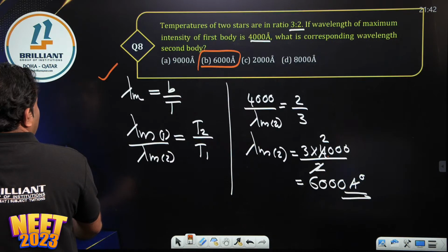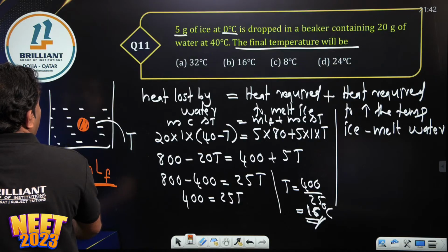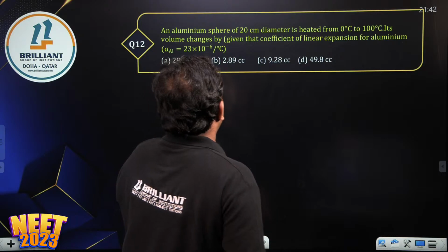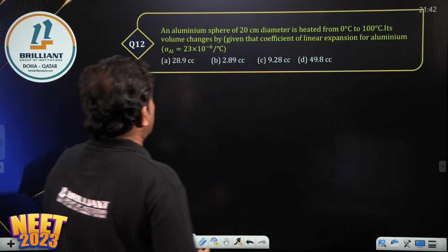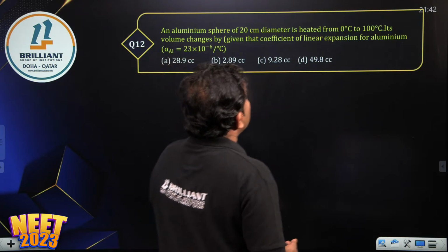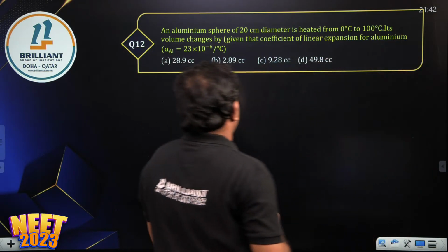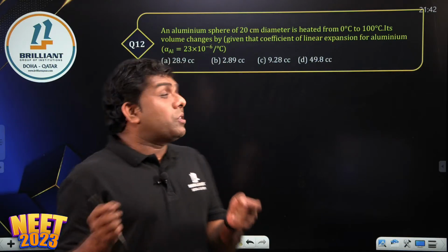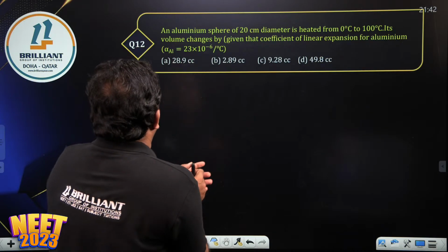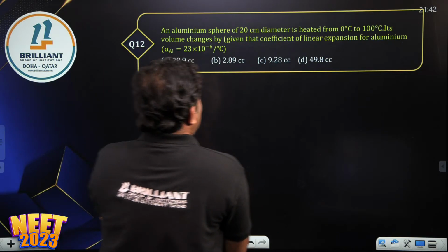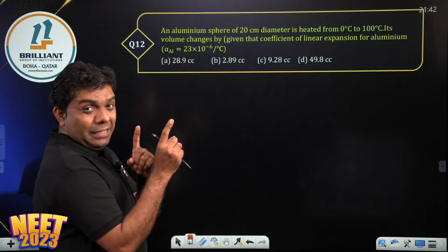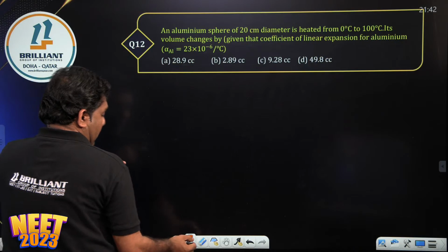So we have completed question 11, and 12th we are explaining. Now look, an aluminium sphere of 20 centimeter diameter is heated from 0 degrees Celsius to 100 degrees Celsius. Its volume changes by, so the coefficient of linear expansion of aluminum is given as 23 into 10 raised to minus 6. Volume change, direct question it is, but calculation is there, numerical ability they are checking now.